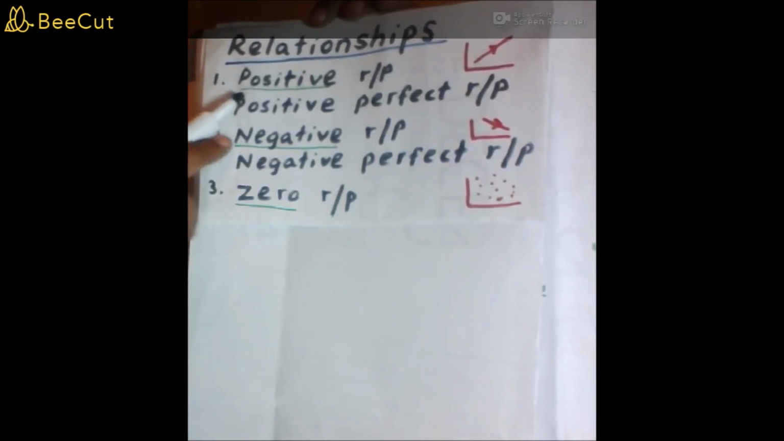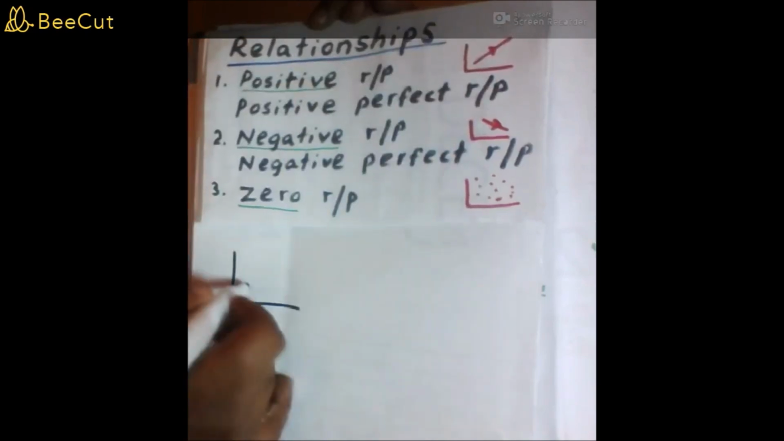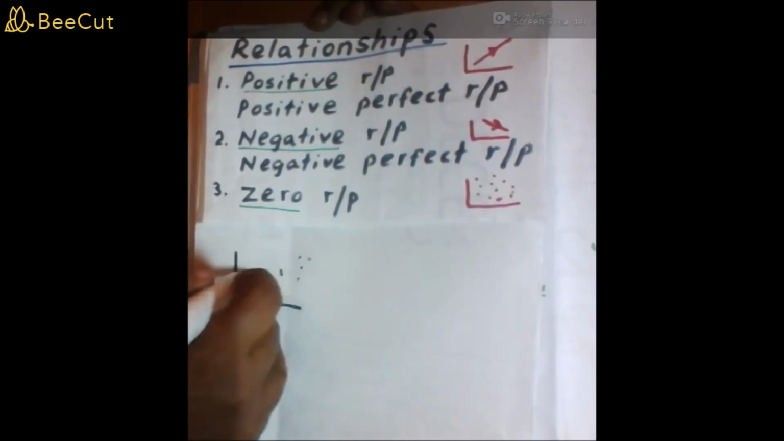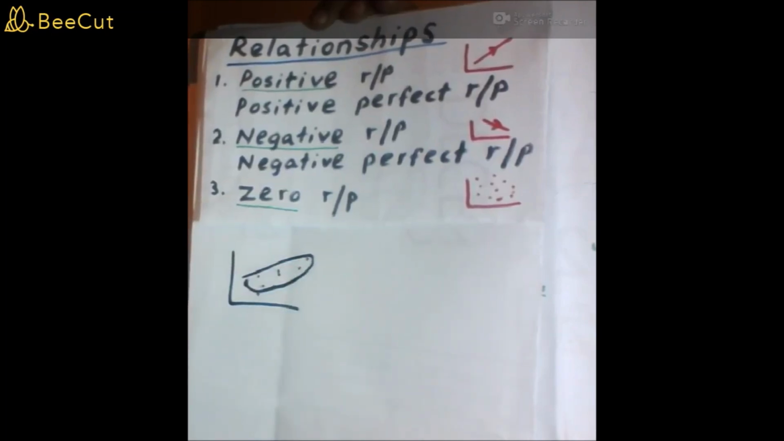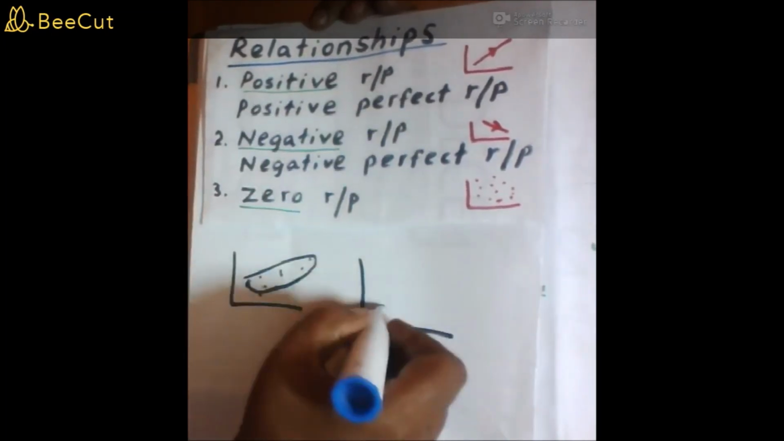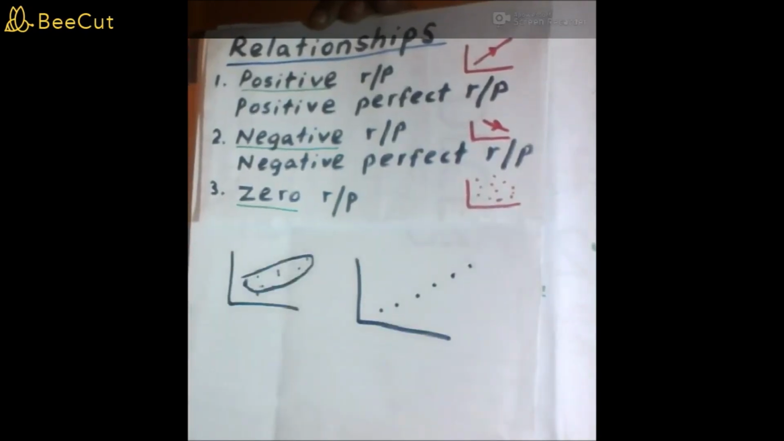First one is the positive relationship. That means many dots are going in this direction. If we draw the scatter diagram like this, many dots are going in this direction. Positive perfect relationship means all the dots are on a line, right? That's a perfect relationship.